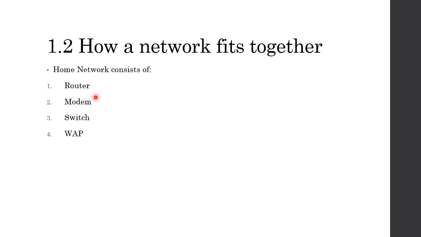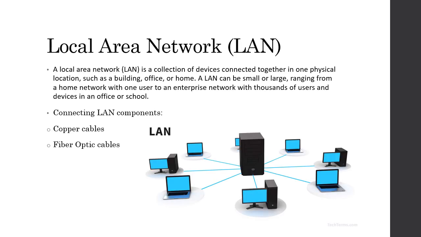A modem converts the signals that pass along telephone or broadband cables into digital data your home network can use. A switch makes sure that messages coming into your home are sent to the correct computer. And a WAP, the wireless access point, lets you connect to the network wirelessly with the help of Wi-Fi anywhere at your home.